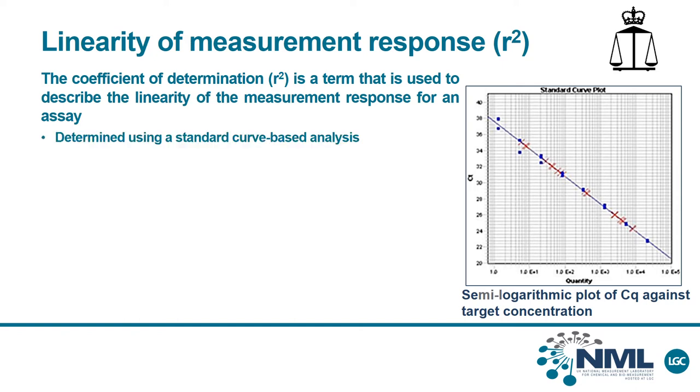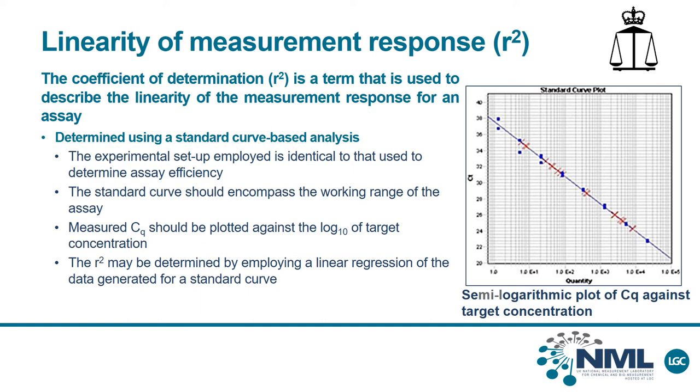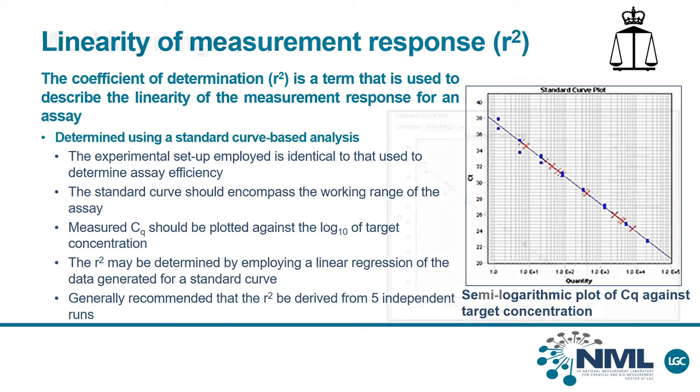This may be calculated through standard curve-based analysis as described previously for the determination of assay PCR efficiency. From the line of best fit, the R² value is calculated using linear regression. It is recommended that the R² value is evaluated over 5 independent experimental runs.